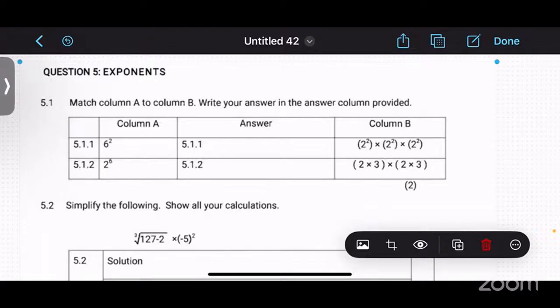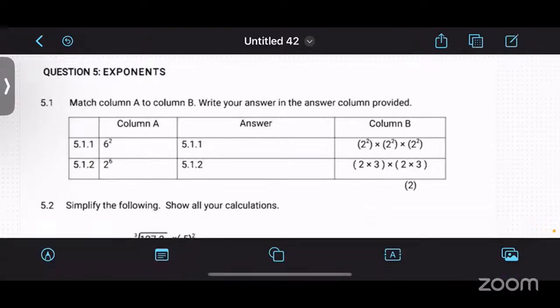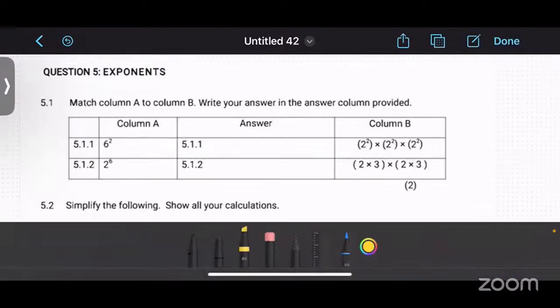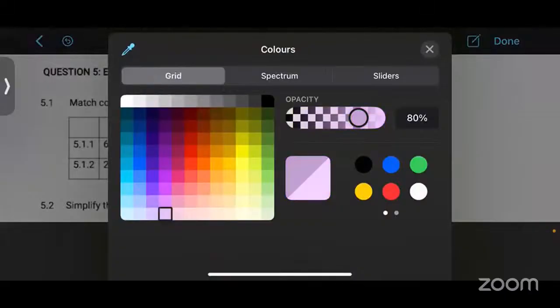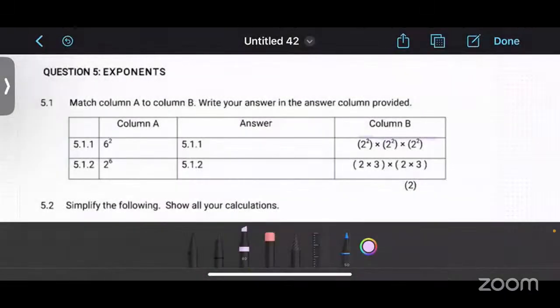And we have two options again. Which is the first one over here that you're seeing, and also the other one. Let me just do this. So we'll just say this one is our A and this one is our B. So what is going to be 6 to the power of 2? Is it gonna be the first one or the second one? Is it gonna be 2 squared multiplied by 2 squared multiplied by 2 squared? Or is it going to be 2 multiplied by 3, 2 multiplied by 2 multiplied by 3?